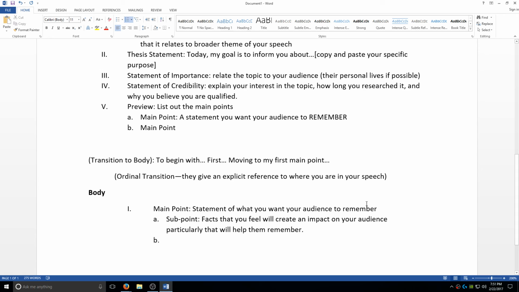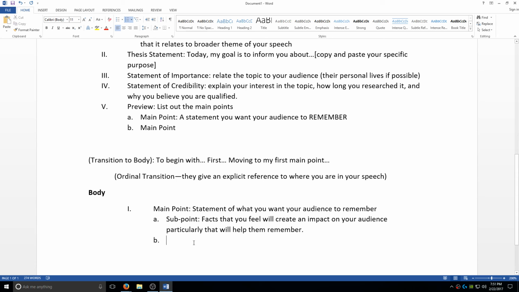So maybe my main point one is that Stan Lee is a comic book icon. And my subpoint is that he has created, I don't even know the number, I'm going to make it up, 56 separate comic book characters that all of us have been exposed to at some point in our lives. Okay? That would be a fact that I think will create an impact. In this case, I want to create the impact that you are impressed with Stan Lee. So maybe that will help you remember that Stan Lee is an icon in our culture.